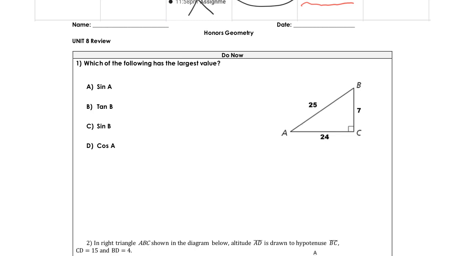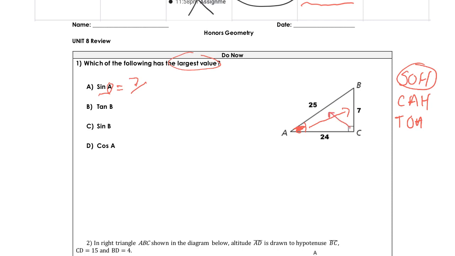All right, so going over this first question, we want to find the largest value, and I'm looking at a bunch of trig functions. The first one is talking about sine of A. My reference angle is A, so that's the angle I'm looking at over here. I want to think about SOHCAHTOA, because for sine, I got to know what side's over what. For sine, it's opposite over hypotenuse. So I need the opposite side, which is 7, over the hypotenuse, which is 25.